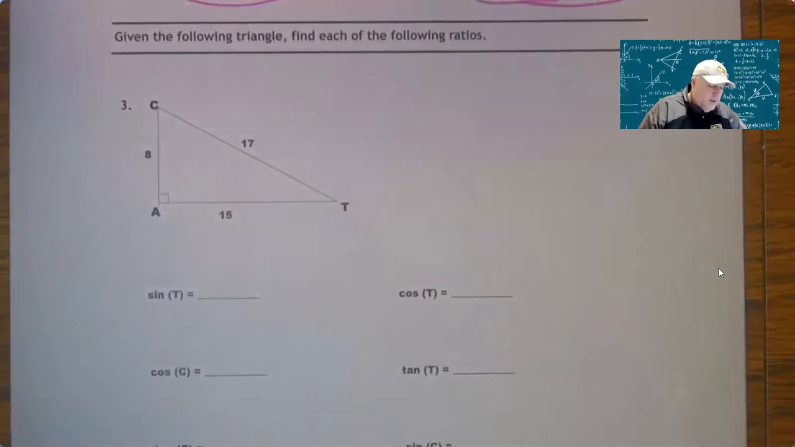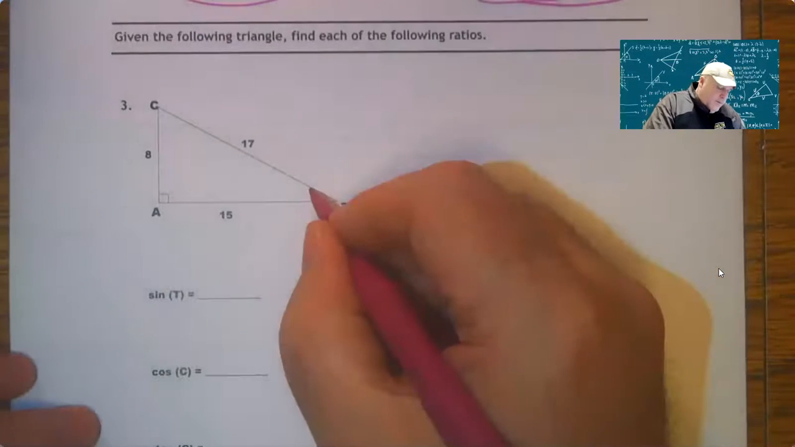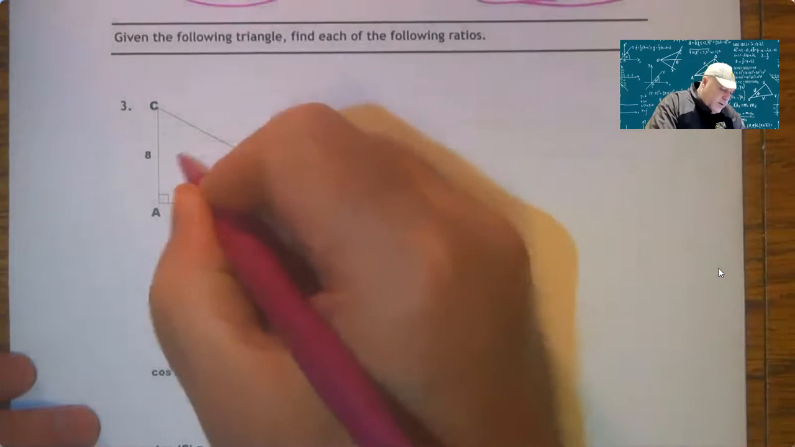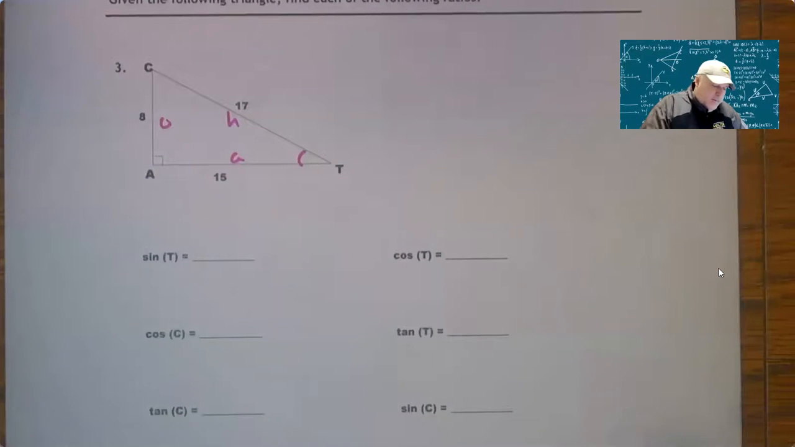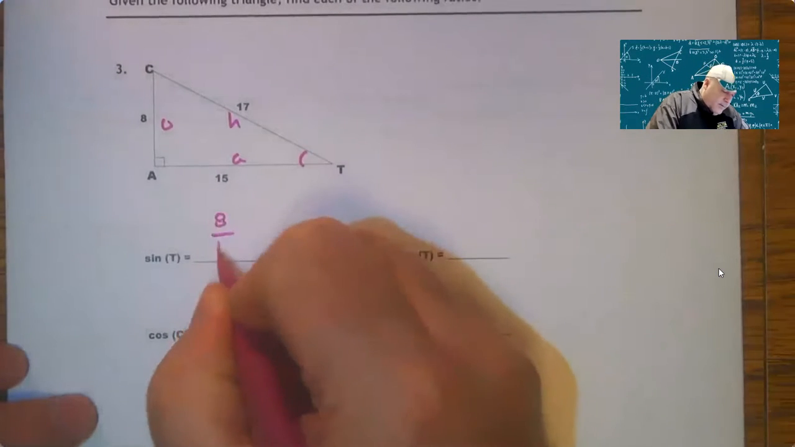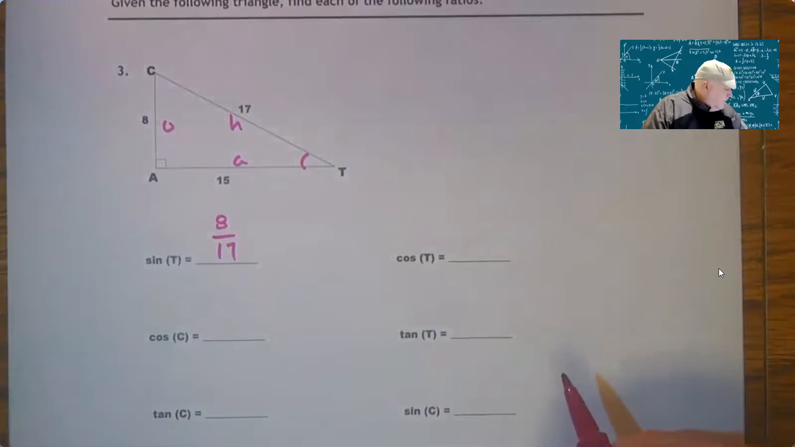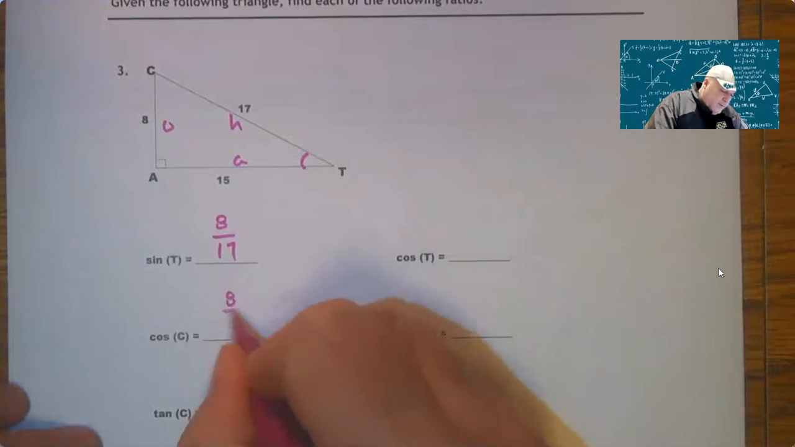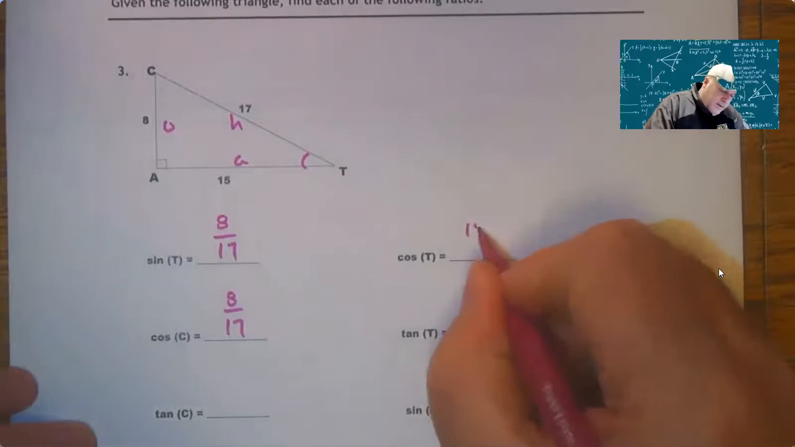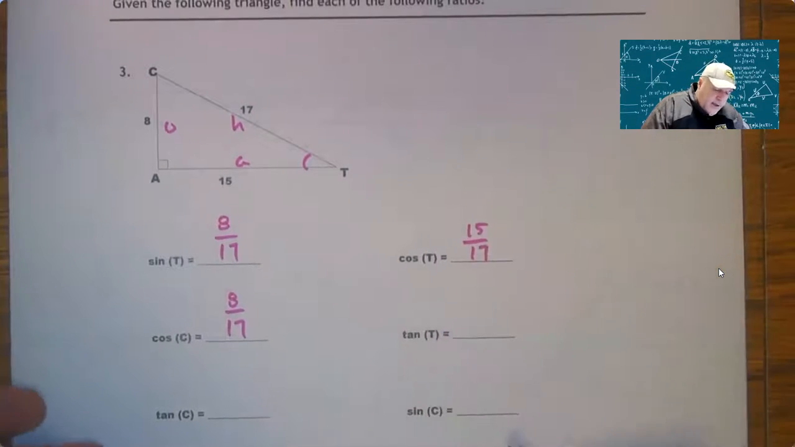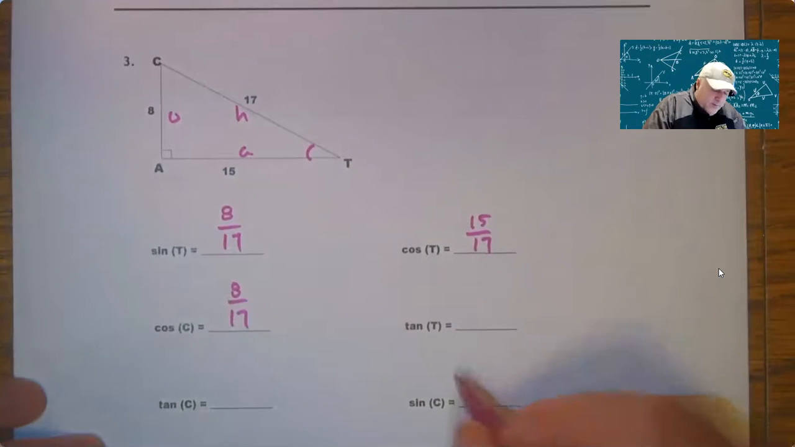Okay, problem 3. You can set everything up for angle t first if you want, and then do the 3 ratios. So sine of t, O divided by h, 8 over 17. That means that cosine of c is also 8 over 17. So it's the other function of the other angle. So cosine of t is 15 over 17, so sine of c is also 15 over 17.